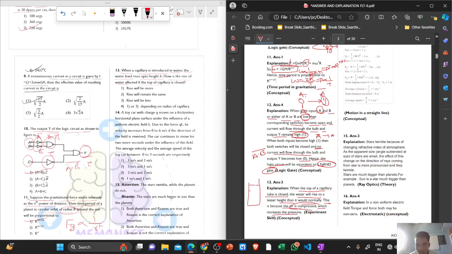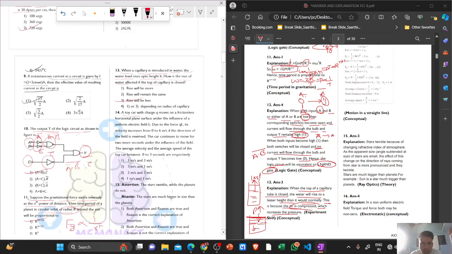Let's suppose there is a capillary tube and there is less pressure, then it will rise more. If the top is closed, the air is compressed and the pressure will increase. It will rise less because the pressure at the top is high, so it will try to push the liquid downward, hence it will rise less. So our correct answer is that it will rise less. Option third.